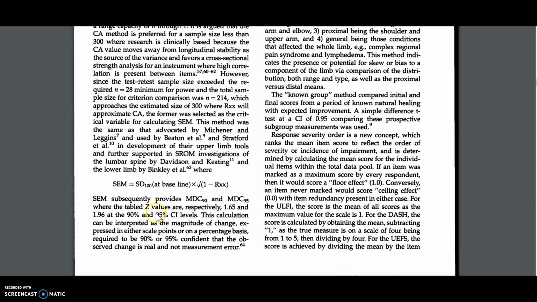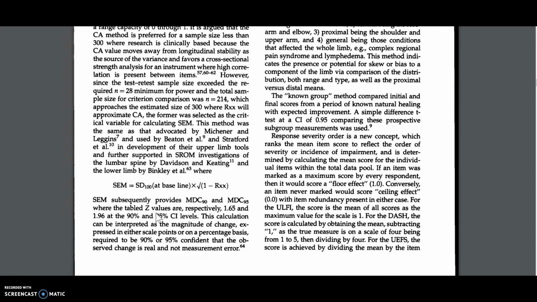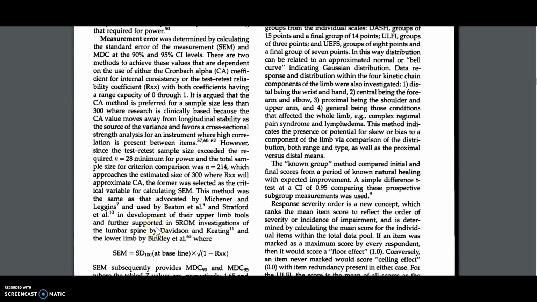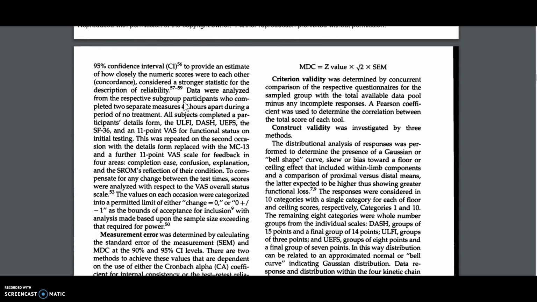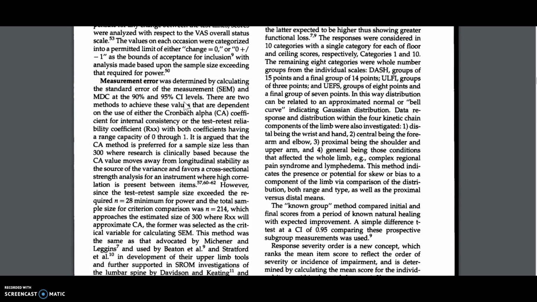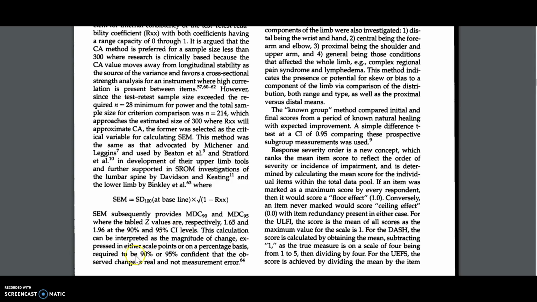So here's the famous z-values from the z-distribution table. And just showing that they did use the z-distribution table to determine the magnitude of change. So we're going to keep going. So again, just to recap, they tested for test-retest reliability, and they used the intraclass correlation coefficient, and then they still had to test for error so that we could know that we are 90% or 95% confident that the observed change is real and not a measurement error.